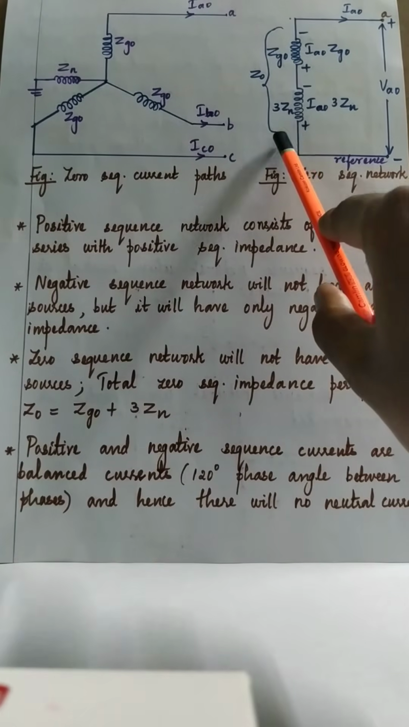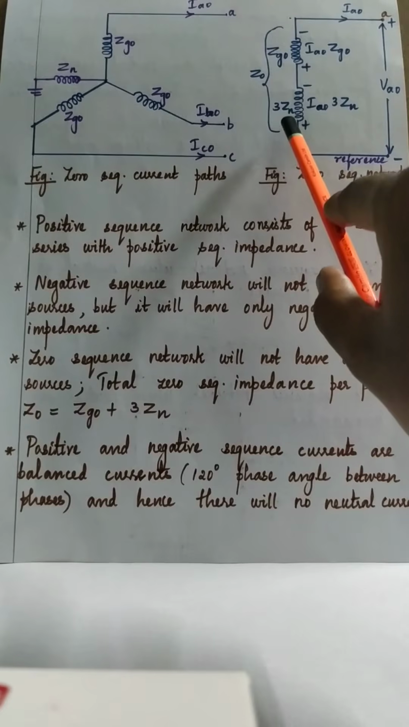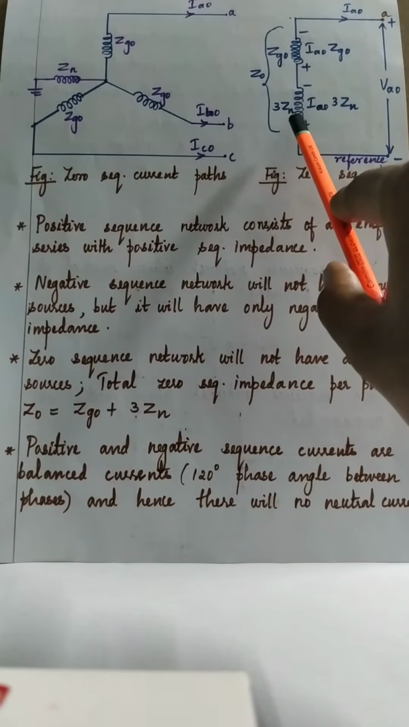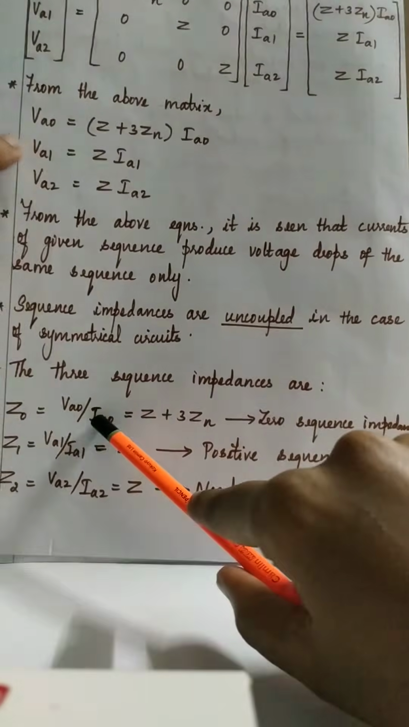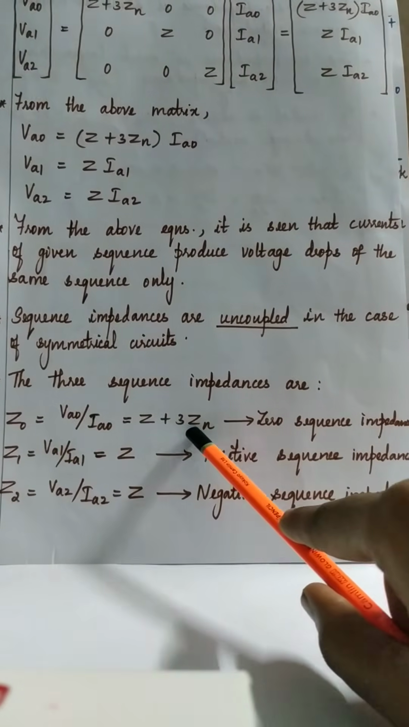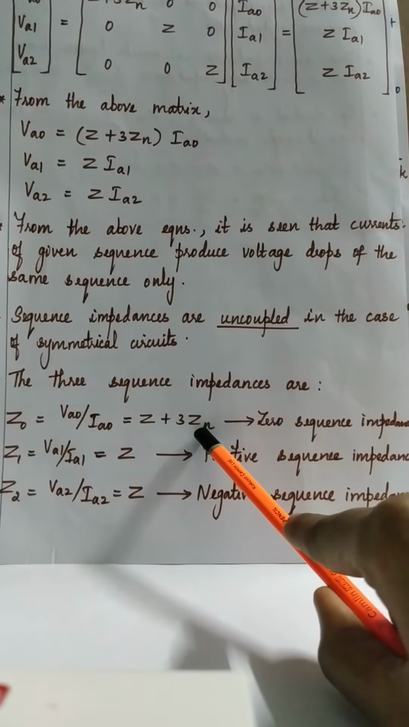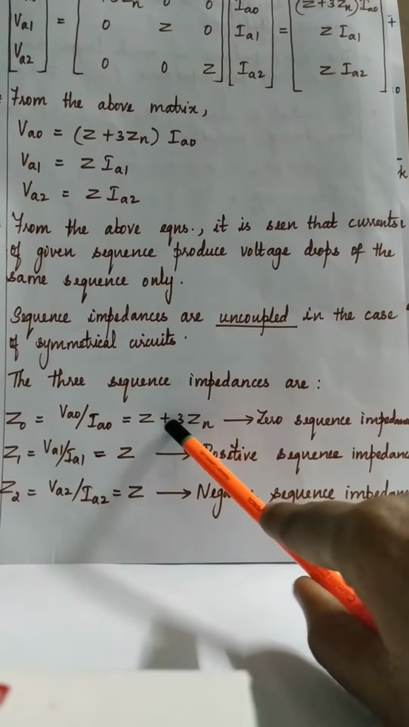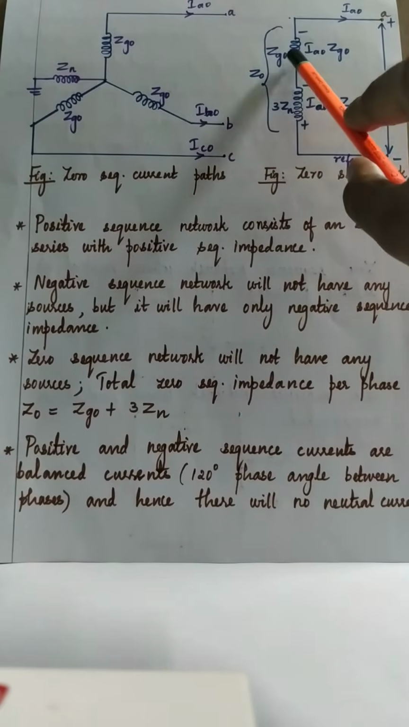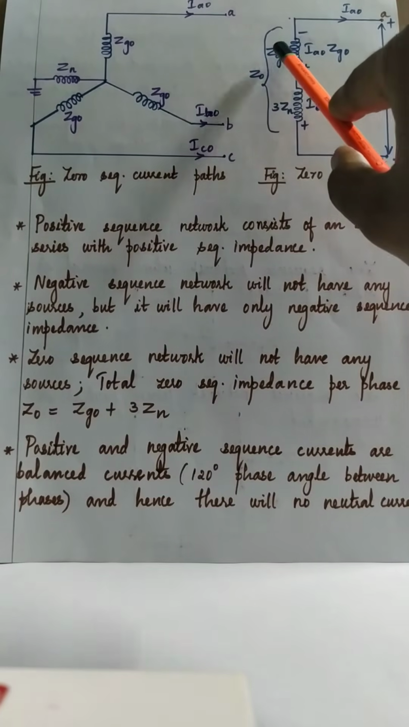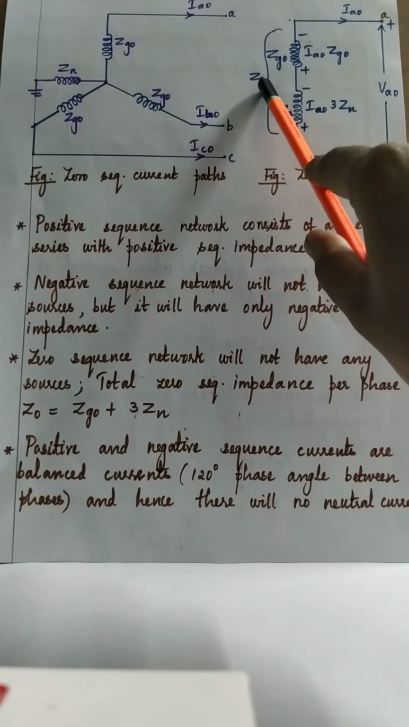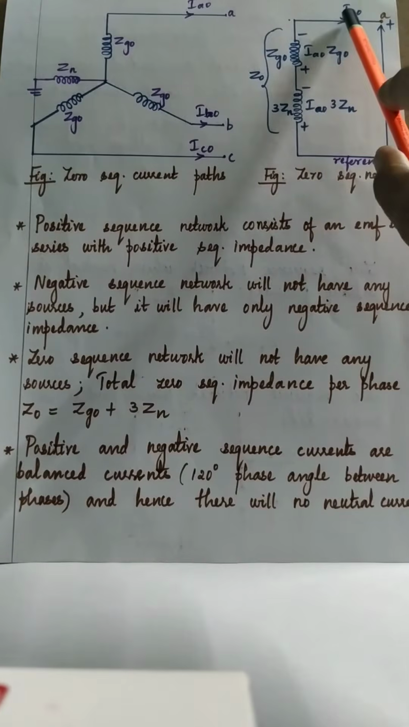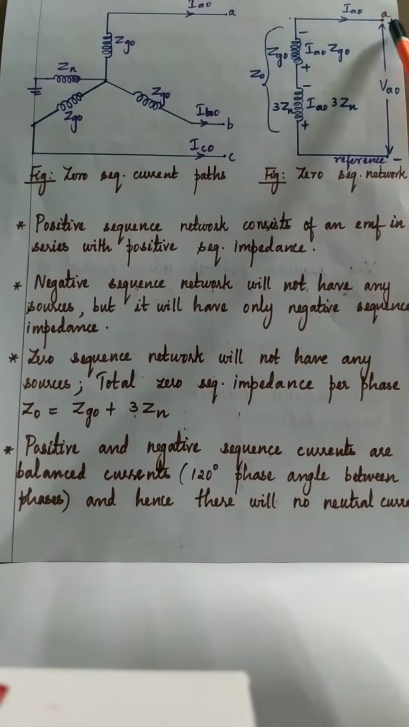Synchronous generator is also a symmetrical circuit. So in yesterday's class derivation, we have seen zero sequence impedance Z0 is equal to Z plus 3Zn, where Zn is the neutral impedance. The same relation we have used here, Zg0 plus 3Zn. So the summation of Zg0 and 3Zn will give you the total zero sequence impedance component Z0. And IA0 is the zero sequence current drawn with respect to A phase.